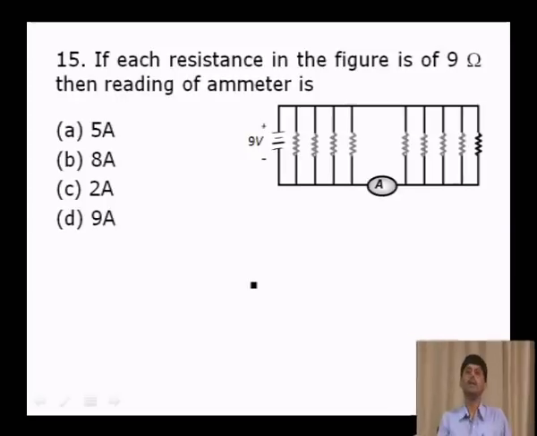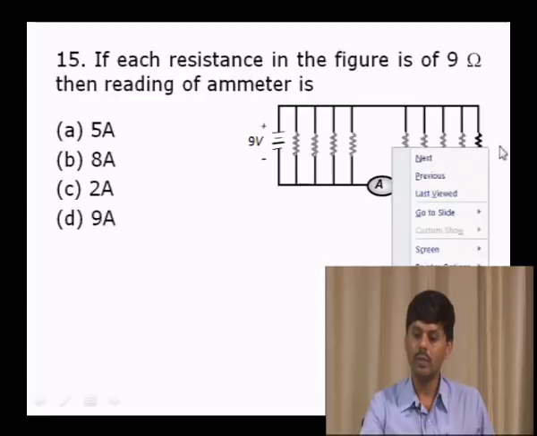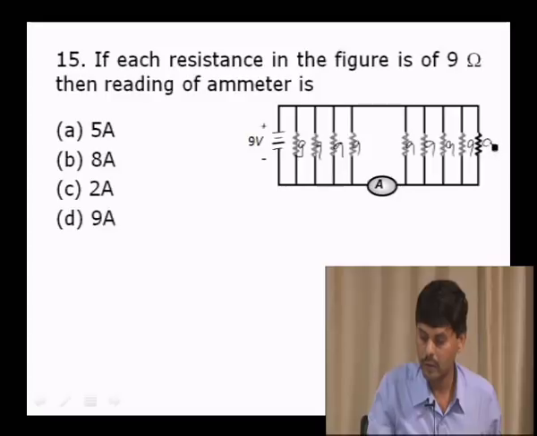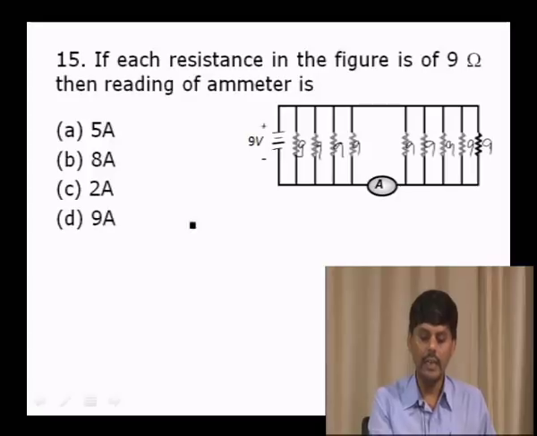Question number 15. If each resistance in the figure is 9 ohm, then the reading of the ammeter is: option A 5 ampere, option B 8 ampere, option C 2 ampere, option D 9 ampere. See, all the resistors in the circuit are 9 ohm. All the resistors have 9 ohm. They are connected in parallel.